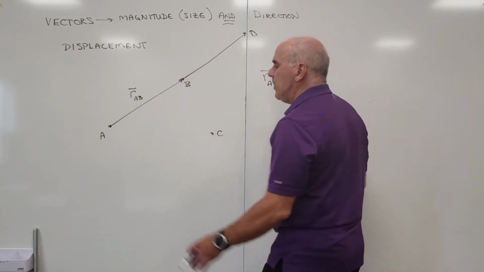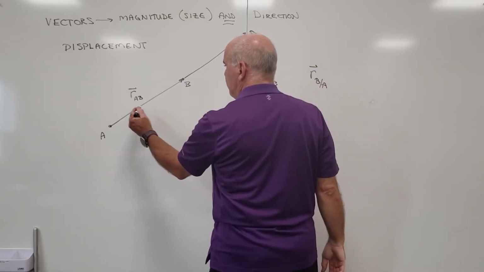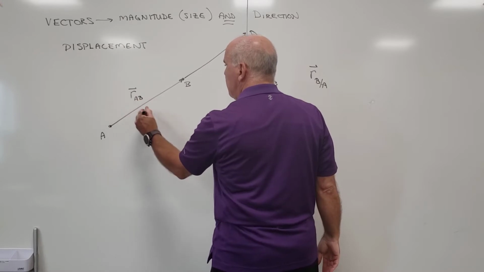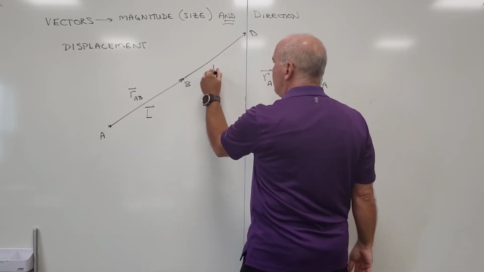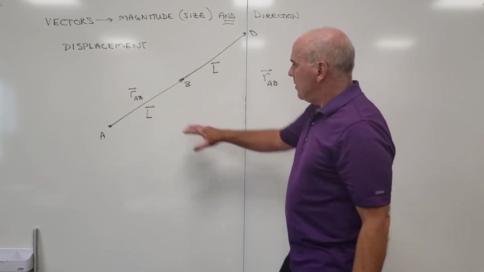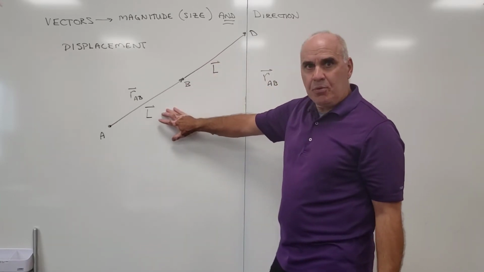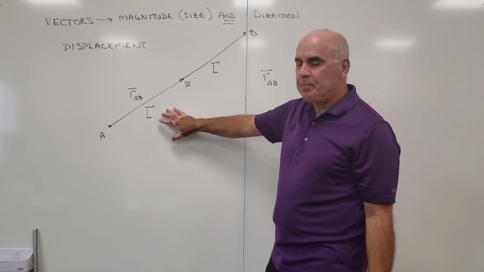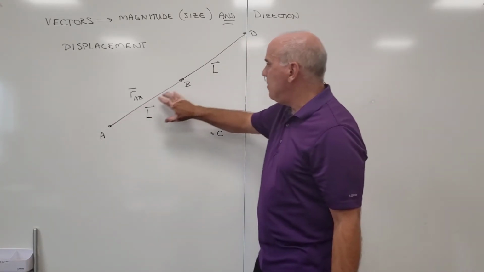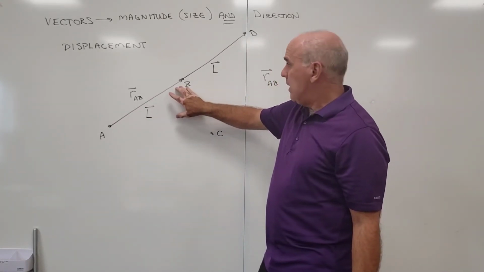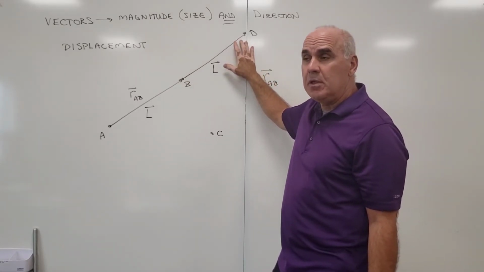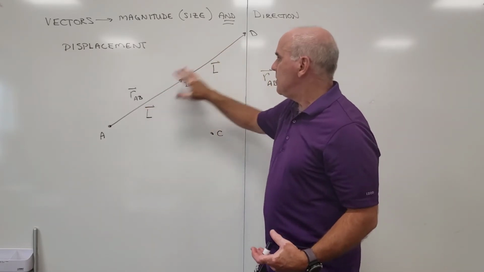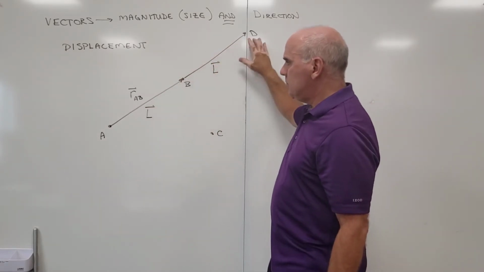And so if I refer to this vector instead of R sub AB, let me just call it L, then this is also L. The two vectors are the same size and pointing in the same direction. Now, I've traveled from A to B, I've traveled L, and I've traveled from B to D, and I've traveled L. So I've added those together. So I've traveled this total distance.